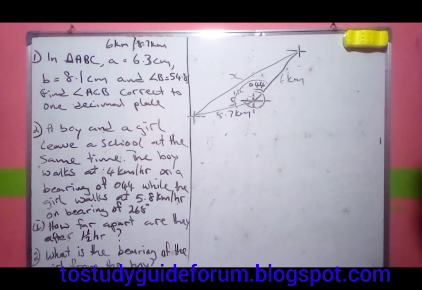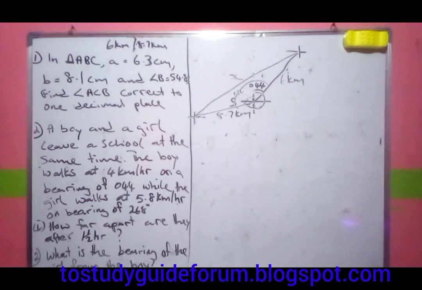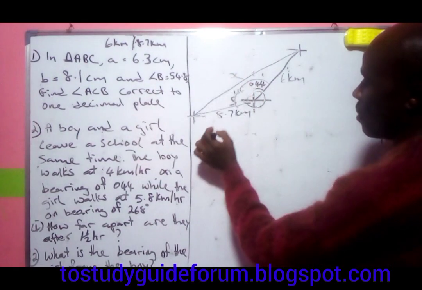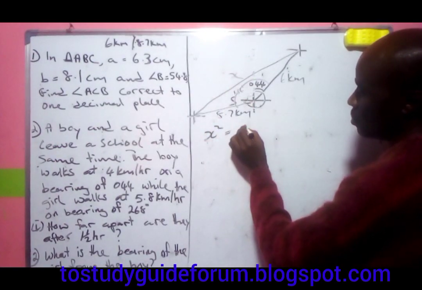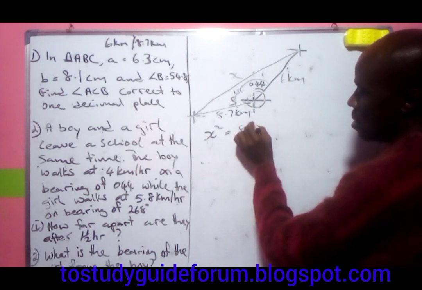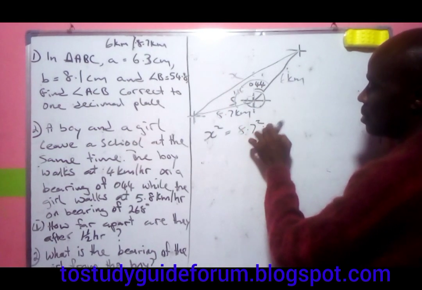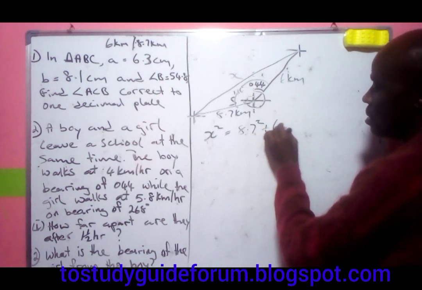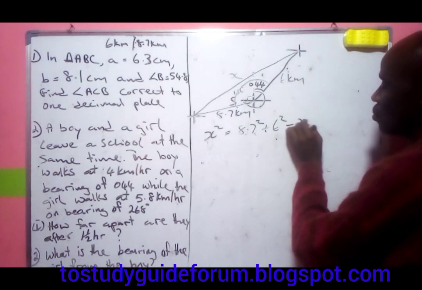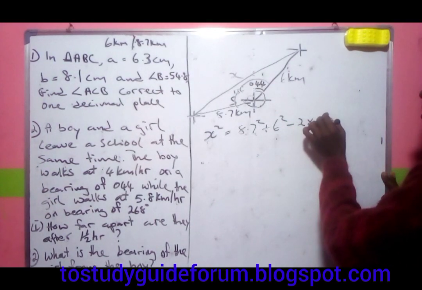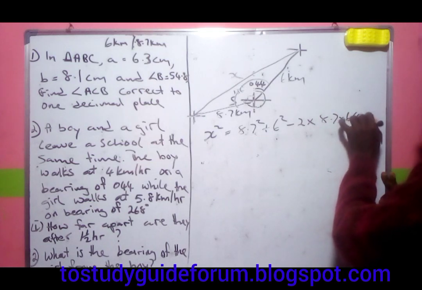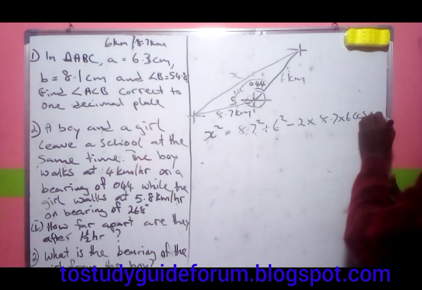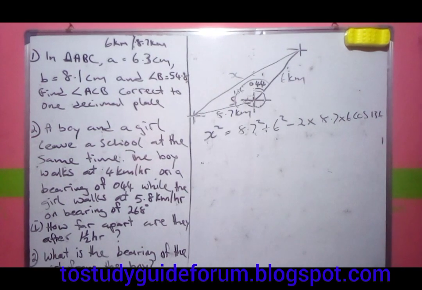According to the rule, the cosine rule, x squared is equal to 8.7 squared plus 6 squared, minus 2 times 8.7 times 6 cos of whatever we have there. All right.